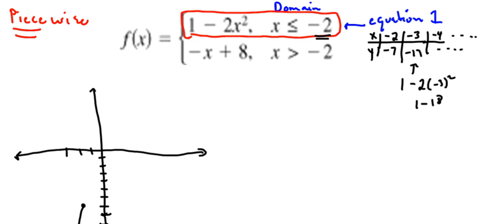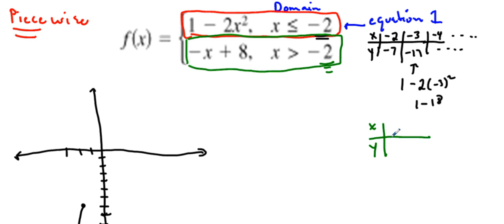Now for our next piece, I'm going to put in a different color. I'm going to use green. For this one, we are now going to graph the bottom function. Once again, we're going to start with a value, and we're going to start with this value right here. We're going to plug in -2. Now, this does not equal -2, so this is going to be an open circle right there.